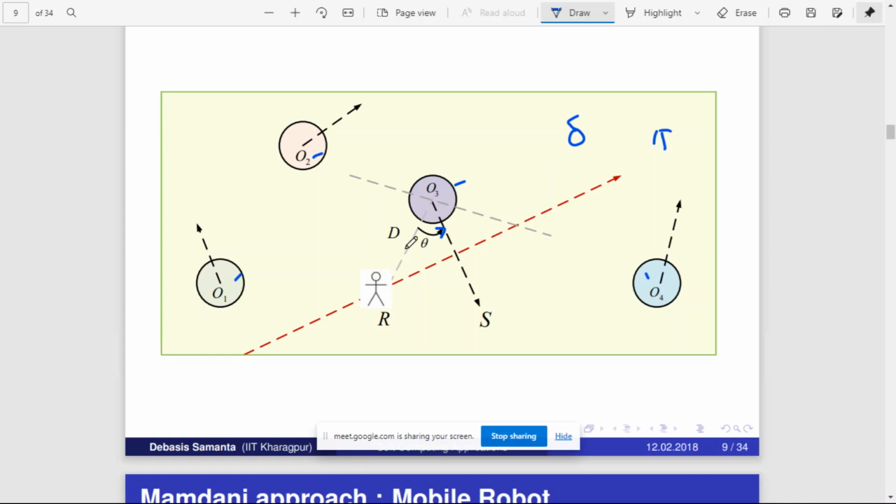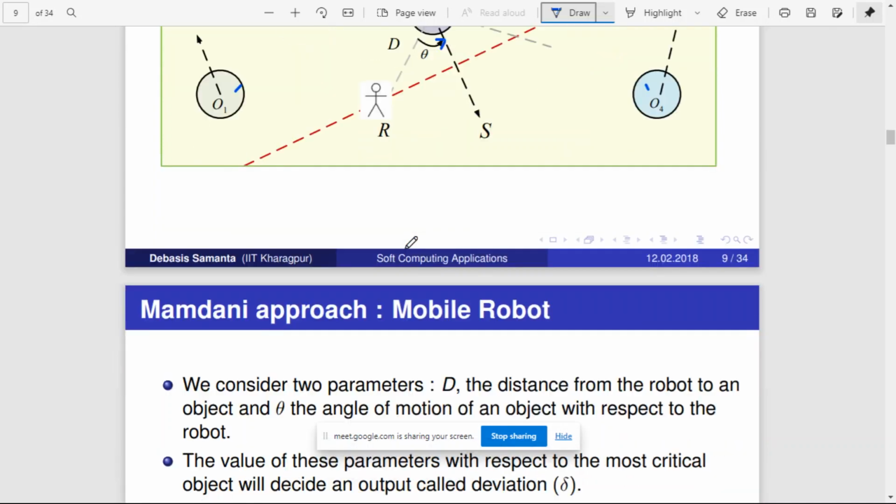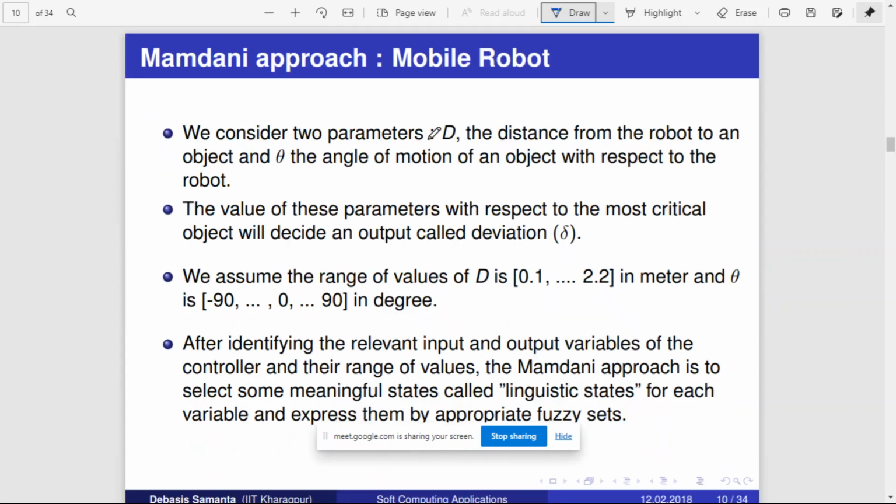So how we are going to do this with Mamdani's approach, that's what we are going to discuss, right? We consider two input parameters: d, the distance from the robot to an object, and theta, the angle of motion of an object with respect to the robot. The values of these parameters with respect to the most critical object will decide the output called deviation, that is, how the robot should deviate from its path. Okay, so based on these values, this should be decided, right?